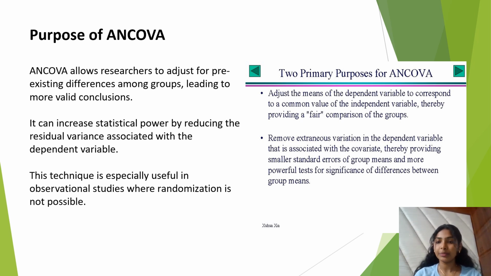There are two primary purposes for ANCOVA. First, adjust the means of the dependent variable to correspond to a common value of the independent variable, thereby providing a fair comparison of the groups. And the second one is to remove extraneous variation in the dependent variable that is associated with the covariate, thereby providing smaller standard errors of group means and a more powerful test for significance of differences between group means.